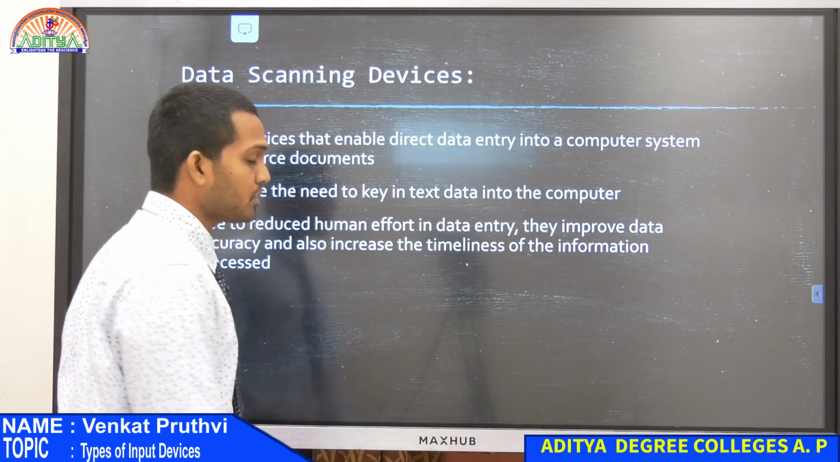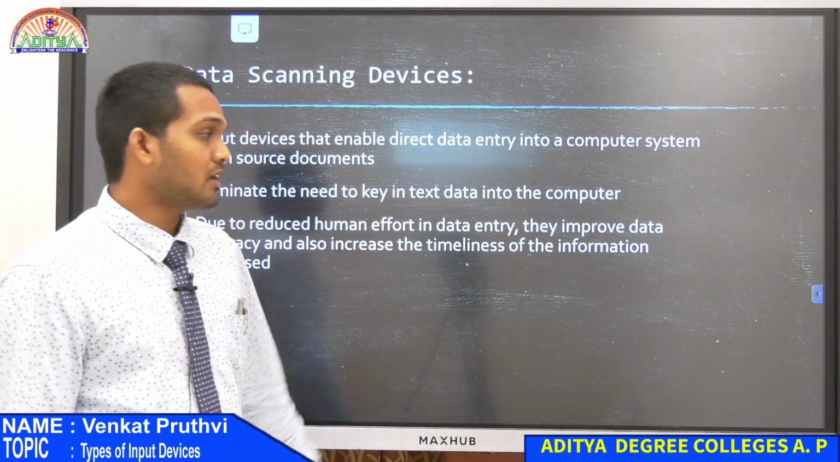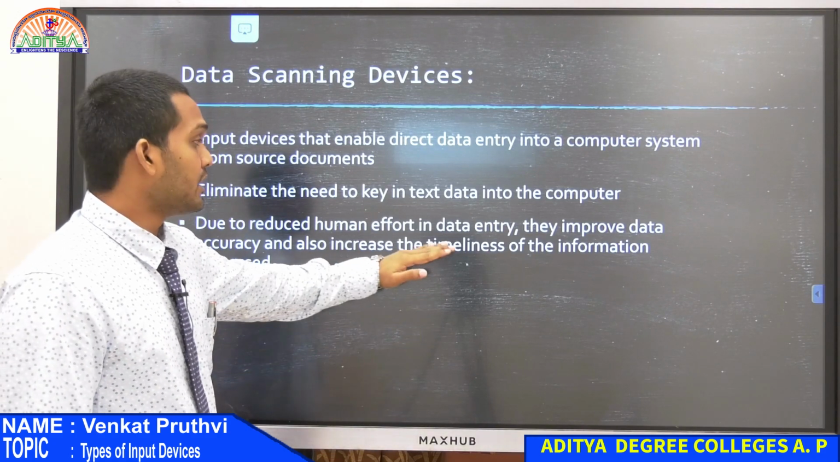Okay. Next, due to reduced human efforts in data entry, they improve data accuracy and also increase the timeliness of the information processed. It's the advantage that they are talking about for data scanning devices. What does it mean? Due to reduced human effort in data entry.